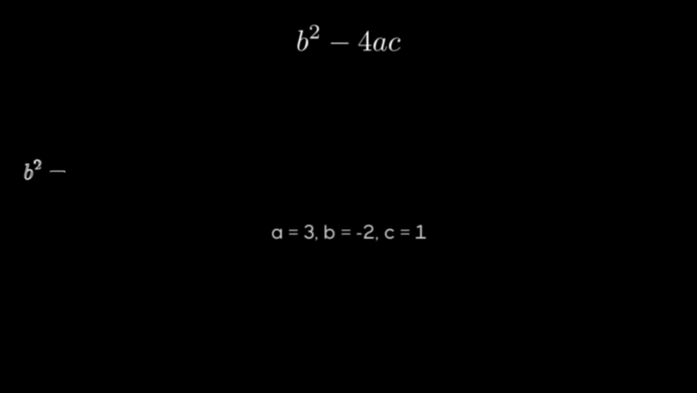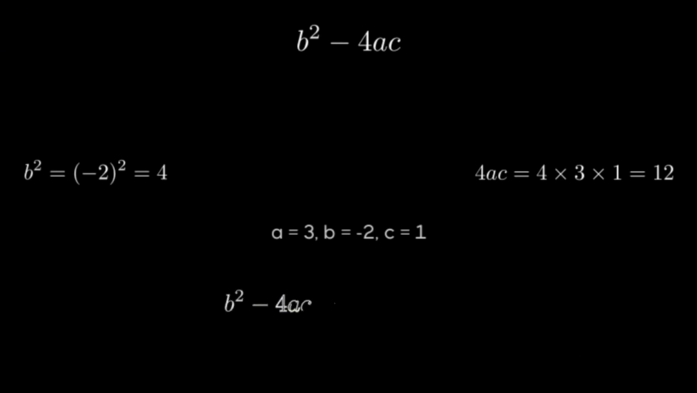Let's substitute these values into the discriminant formula. First, we'll calculate b squared. Since b is negative 2, b squared equals negative 2 squared, which equals 4. Next, we need to calculate 4ac. We have a equals 3 and c equals 1, so 4ac equals 4 times 3 times 1, which gives us 12. Now we can find the discriminant by subtracting 4ac from b squared. That's 4 minus 12, which equals negative 8. The discriminant is negative 8.